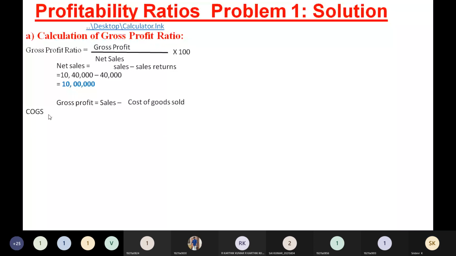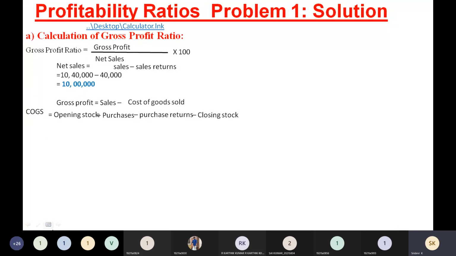Okay. So this is equal to opening stock plus purchases minus purchase returns minus closing stock. Okay. Opening stock plus purchases minus purchase returns minus closing stock. Okay. So how much is given as opening stock?